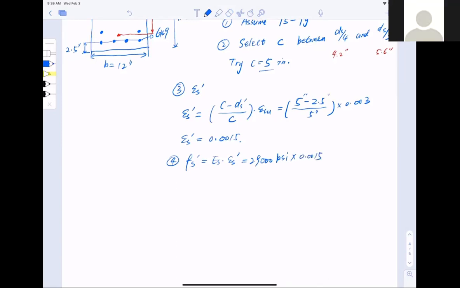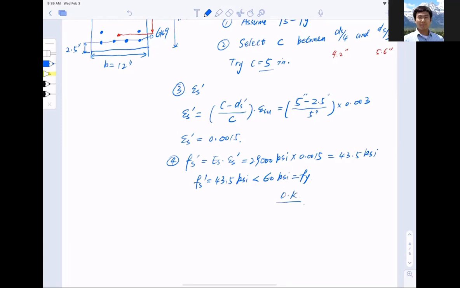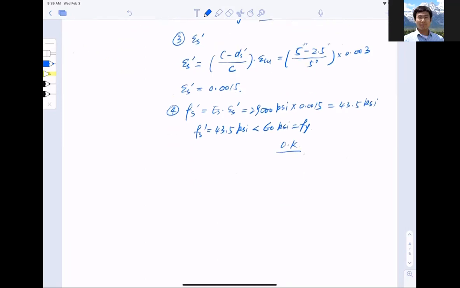So now Fs prime equal to 29,000 KSI, large number, multiplied by 0.0015, and I have this number to be 43.5 KSI. Now I'm very happy about this number. Why is that? Because this is 43.5 ksi, and that is smaller than 60 ksi of yield. So I feel pretty good about it. Now, no yielding in compressive reinforcement. Pretty happy about it.